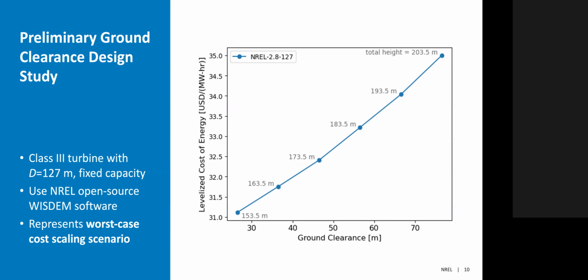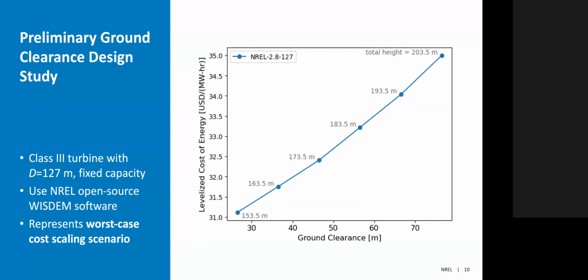So this worst case scenario is based on current tower technology, which uses this CAN design with a steel structure. It's limited to current design constraints that are associated with transportability as well as manufacturability. So this is again a worst case scenario. If we were to develop more advanced tower technologies, then this would help drive the cost down.